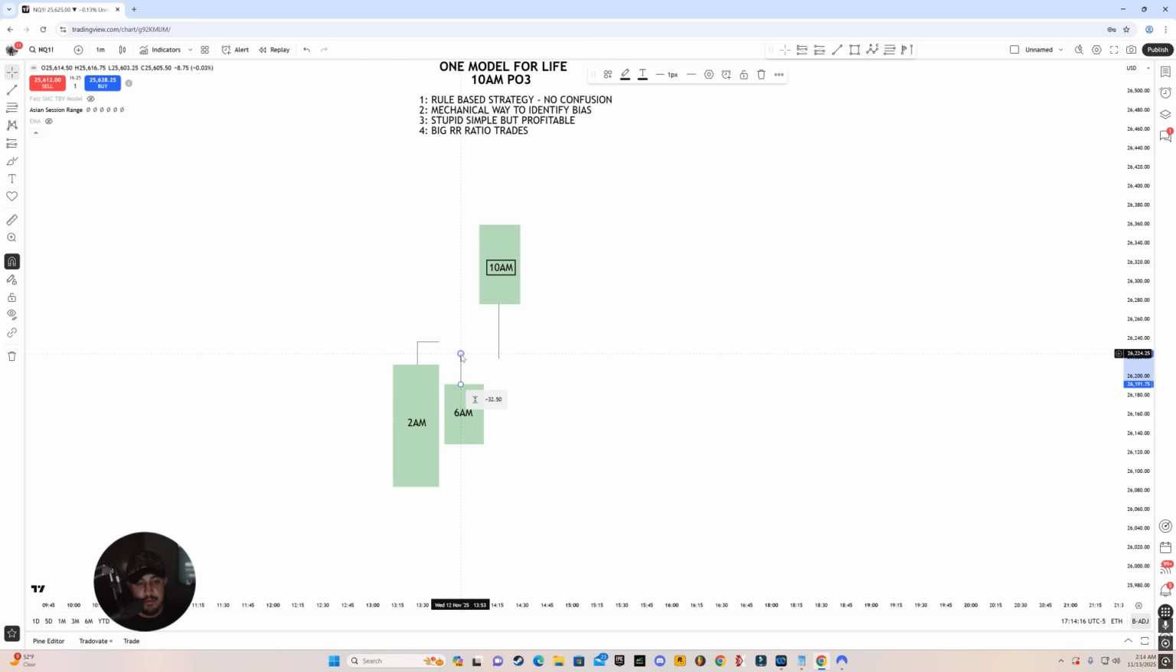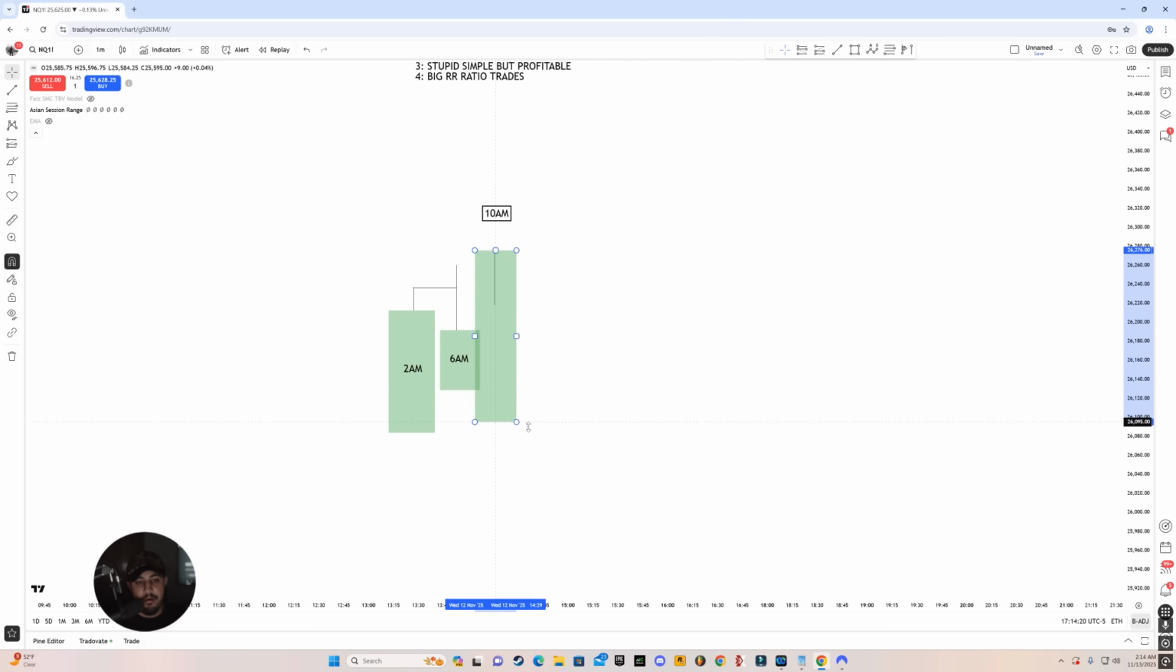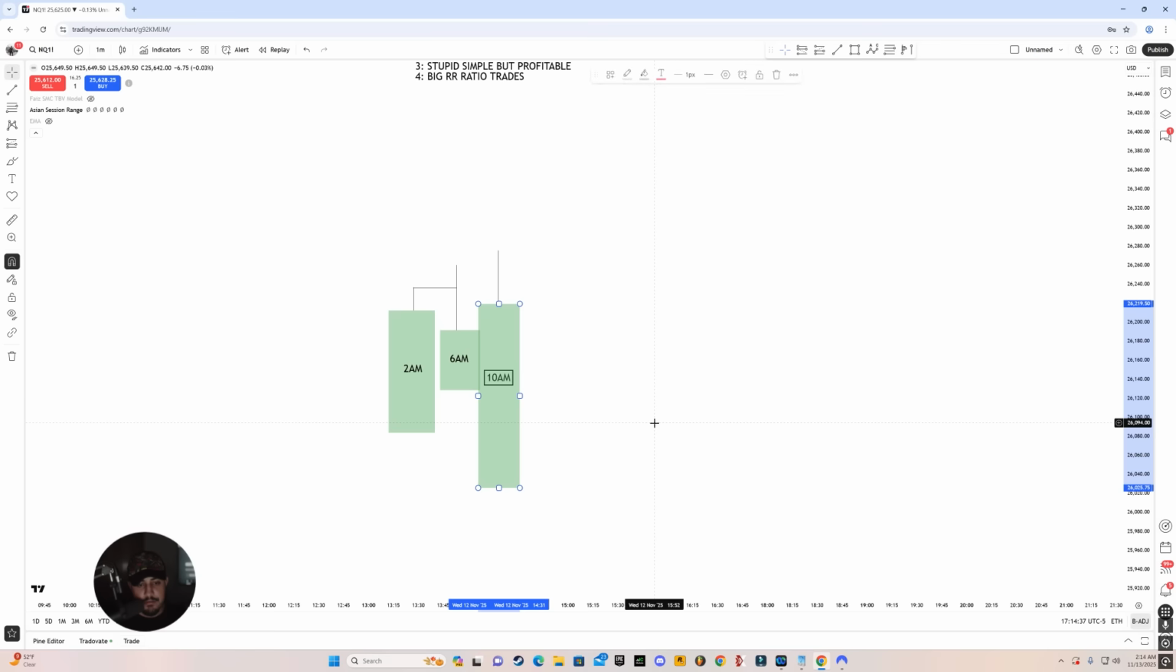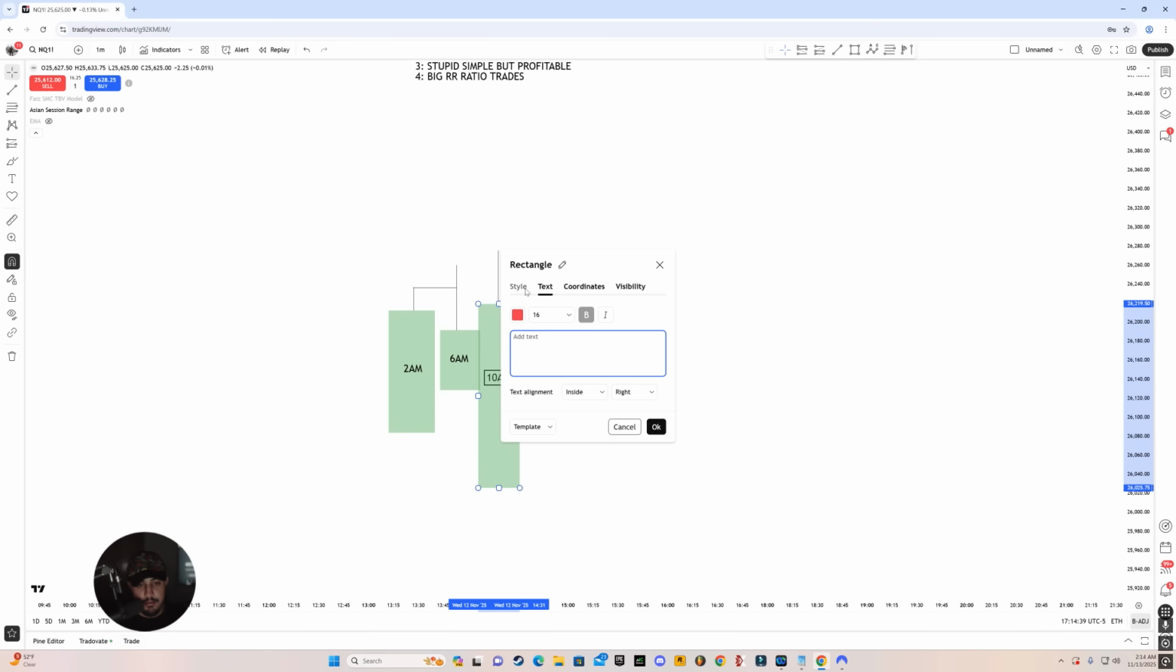Now, what if we reject off this level and we just leave a wick, right? We leave a wick, we get a rejection. Now, in that case, our bias is going to be bearish. Because we couldn't close above the 2 a.m. high, in that case, our bias for the 10 a.m. candle is going to be bearish. And let's just go here and turn this red.